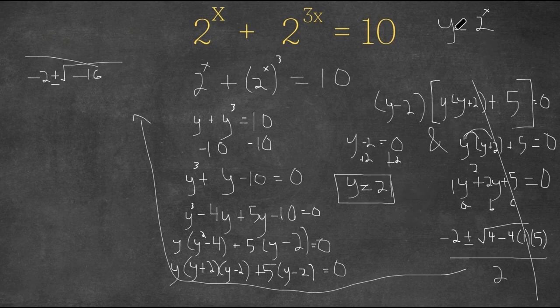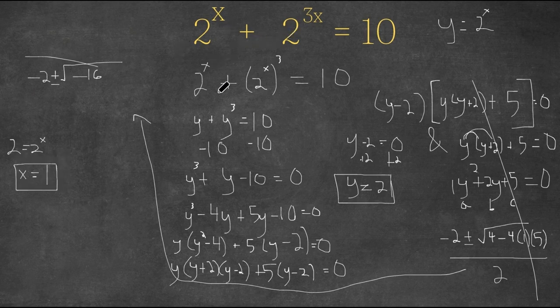So now, as you can see, y equals 2 to the power of x, right? So because we already know that y equals 2, we have 2 equals 2 to the power of x. And 2 to the power of what equals 2? 1, because anything to the power of 1 equals itself, meaning x equals 1.